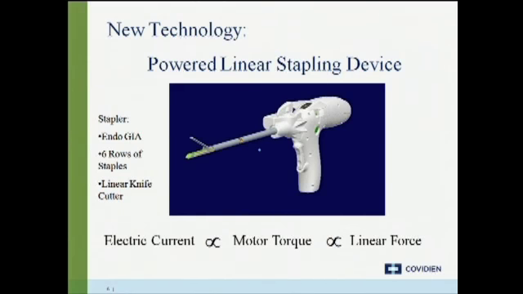Now, unlike traditional mechanical staplers, this stapler is run by a motor. So when in use, the motor draws an electric current from its power supply. That electric current is directly related to the torque in the motor, and then we can translate the torque in the motor to the linear force that the tissue experiences as it's compressed and penetrated.